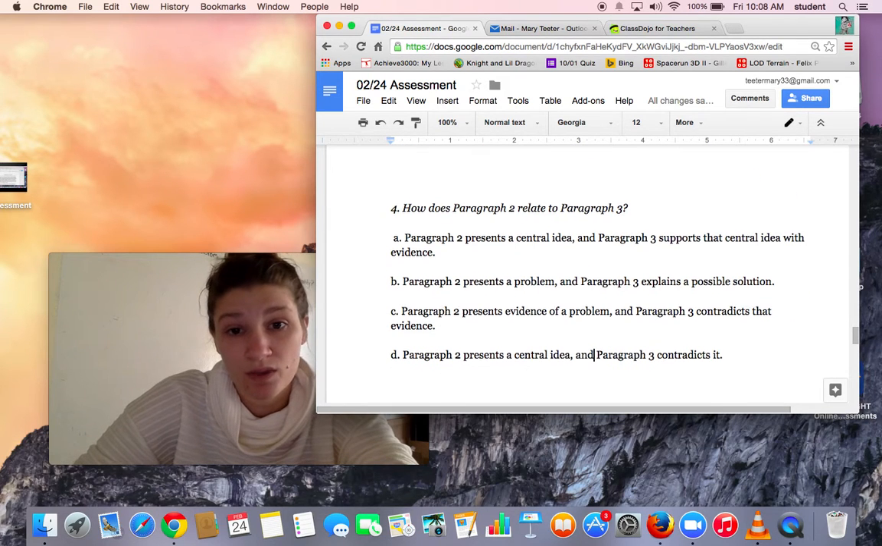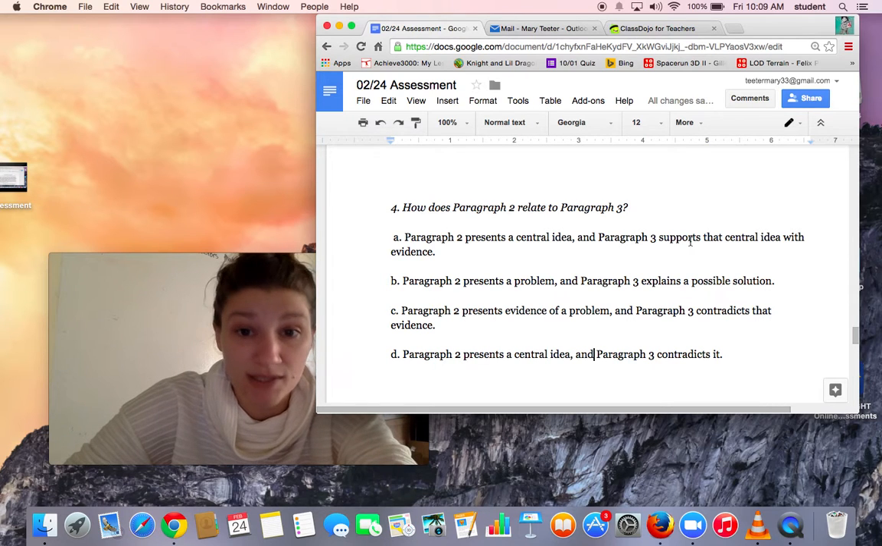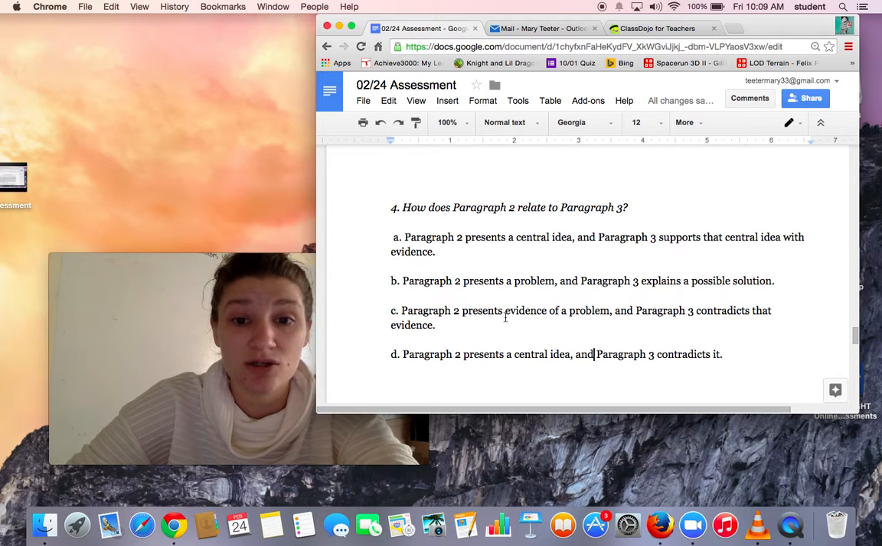Question number 4 wants you to look at paragraph 2 and paragraph 3 and decide how they are related. Now keep in mind, it has a couple of options. Is it paragraph 2 presents the central idea and paragraph 3 supports that idea? Does paragraph 2 present a problem and paragraph 3 explain a solution? Does paragraph 2 present evidence of a problem and paragraph 3 contradict that? Or does paragraph 2 present a central idea and paragraph 3 contradict that? Remember, contradict means that it goes against it. So if you're choosing C or D, you're saying that paragraph 2 has one bit of information and paragraph 3 disagrees with that.